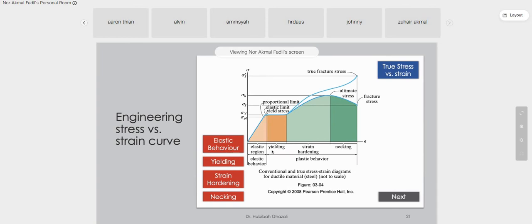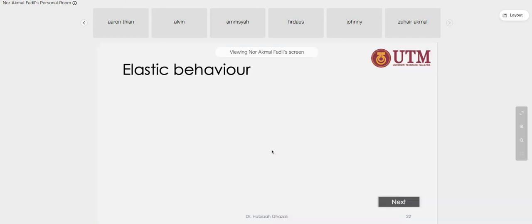So: elastic behavior, yielding, strain hardening, necking. This is the main important information that needs to be understood when we do the testing and analyze the material properties of your materials.